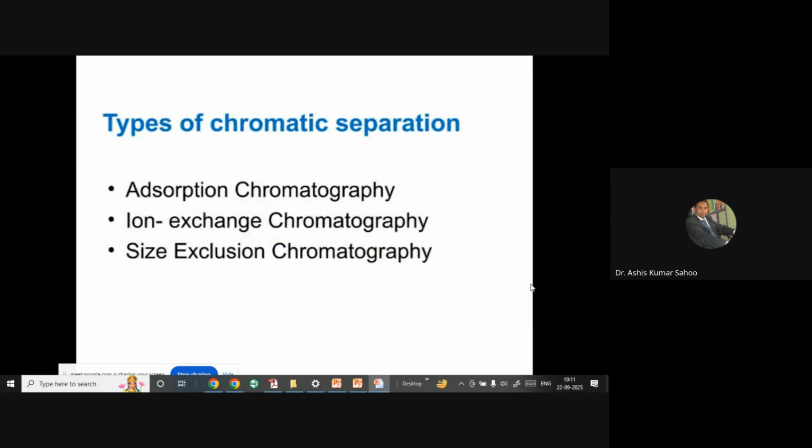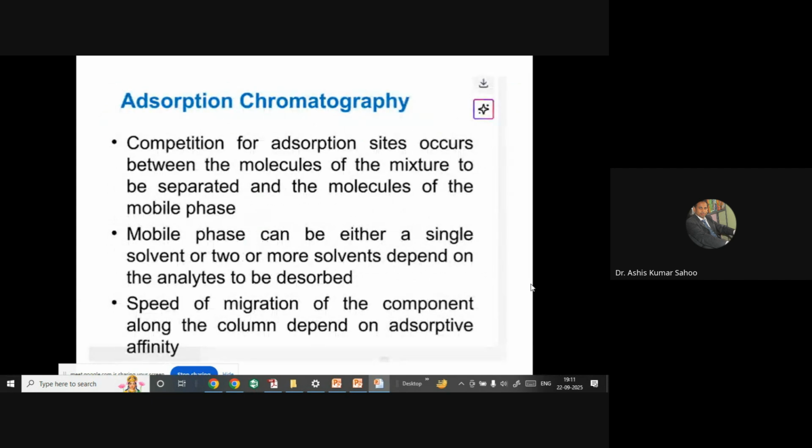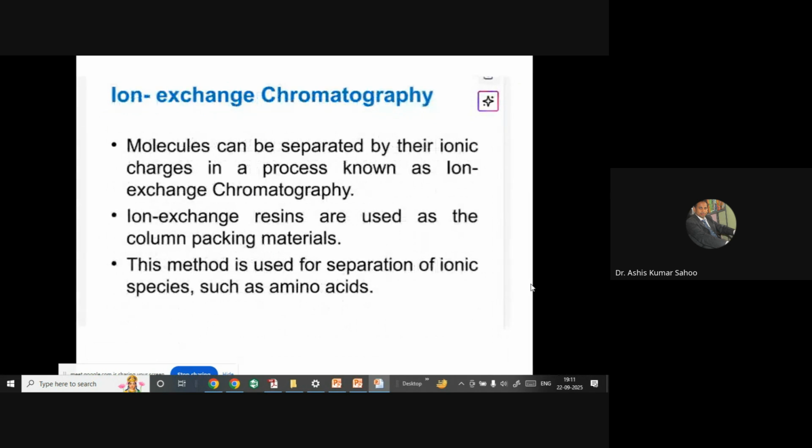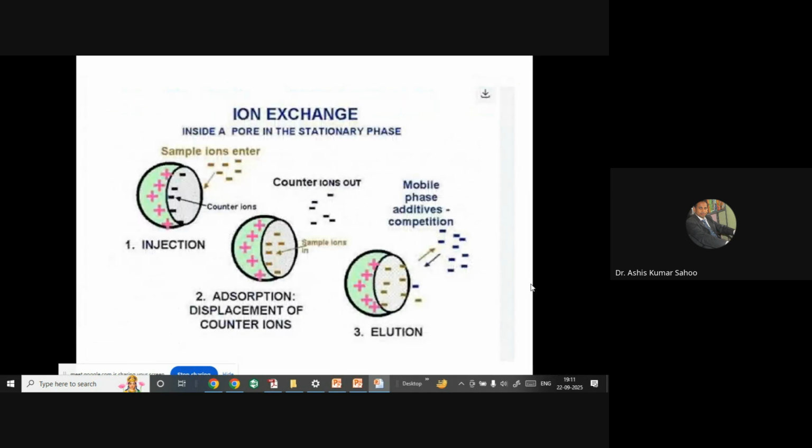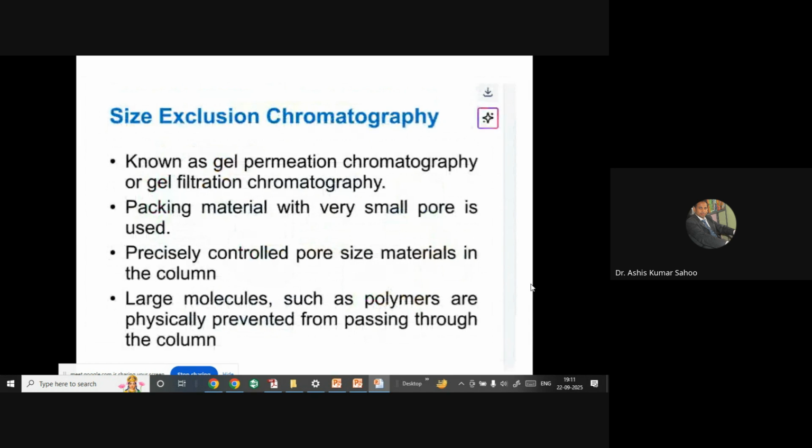Types of chromatography. There is adsorption chromatography, with competition for adsorption sites between the molecules in the mixture. Then ion exchange. So in separation, ion exchange will be used. So in HPLC you can use this.